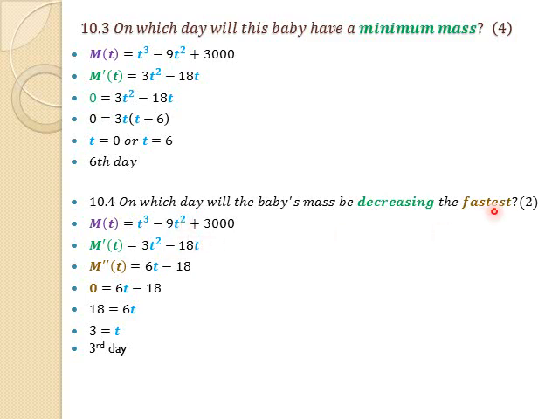The fastest is the same as asking maximum. So for the maximum rate of decrease, I find the second derivative. 2 times 3 gives me 6t. 1 times negative 18 gives me negative 18. That equals 0. 6t minus 18, if I take 18 over, comes plus 18. 18 divided by 6 gives me 3. So therefore on the third day, the baby's mass was decreasing the fastest.